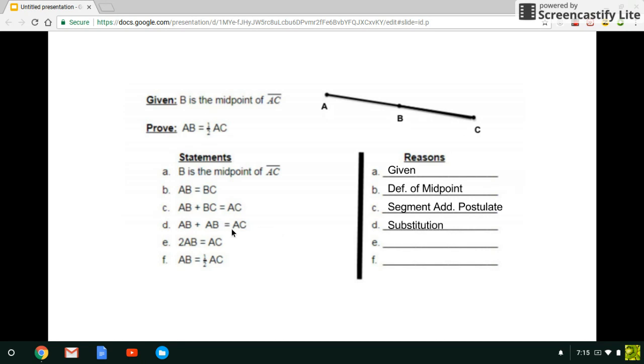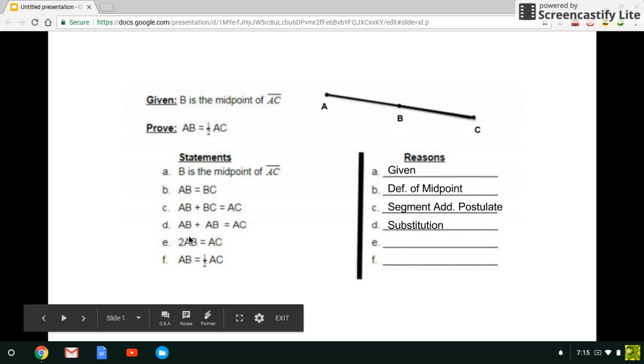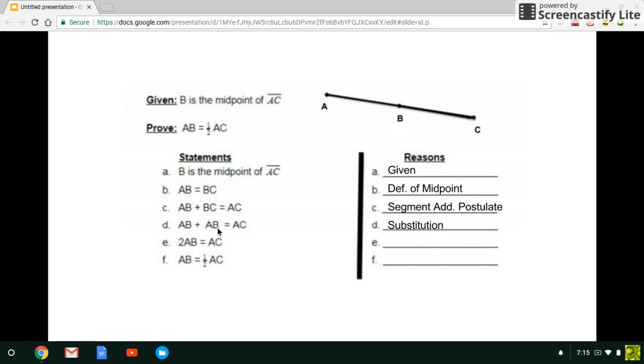Now to get from this step to this step, we're just simplifying things here. We're combining like terms, so we're substituting 2AB instead of AB plus AB. So that's just substitution again.